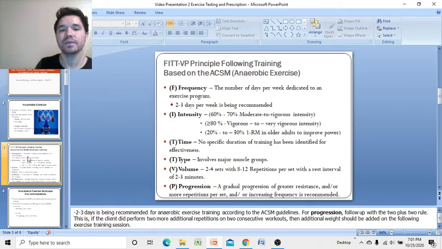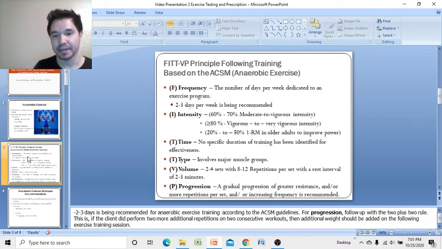The FITT-VP principle, following training based on the ACSM. We have the frequency, the number of days per week dedicated to an exercise program, which is 2 to 3 days per week being recommended. The intensity: 60 to 70% is moderate to vigorous intensity. An intensity of 80% is vigorous to very vigorous intensity. 20% to 50% of 1 RM is for older adults to improve power.